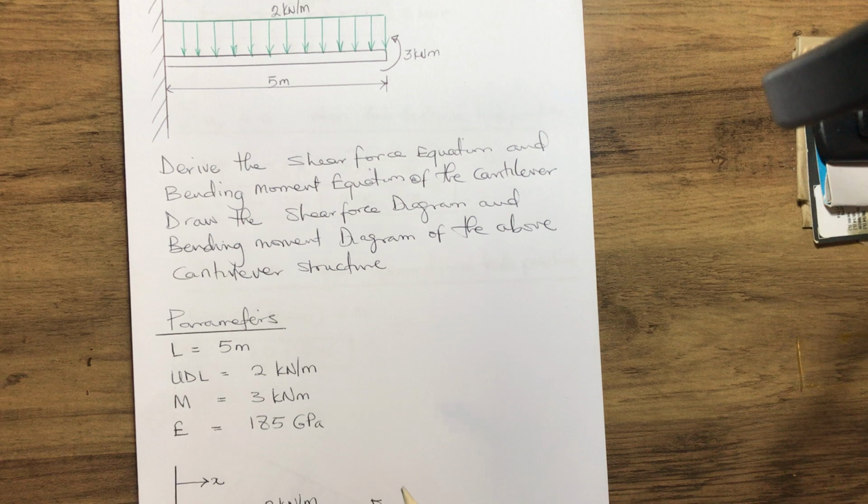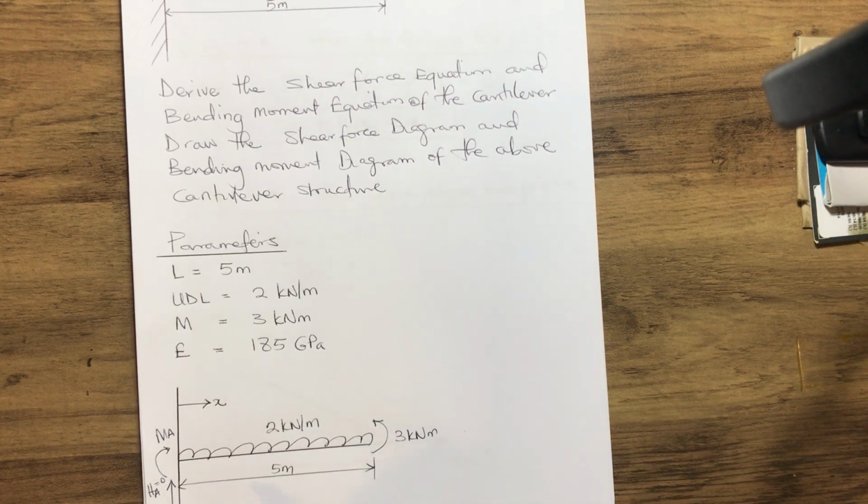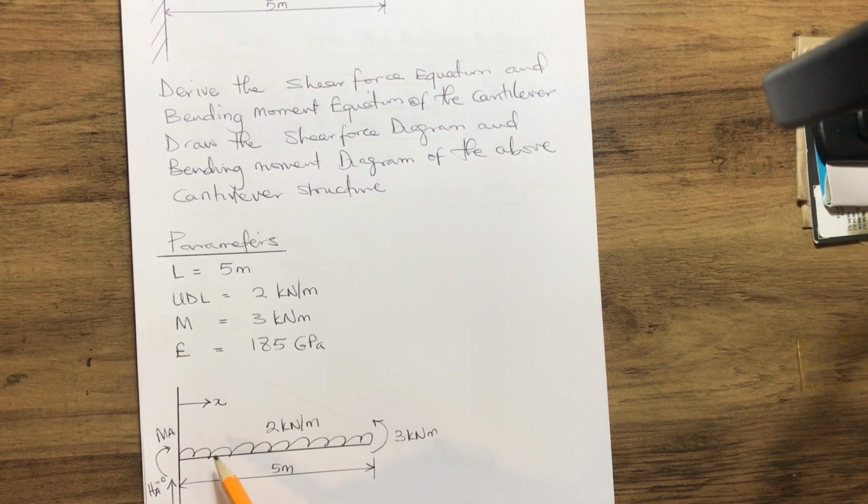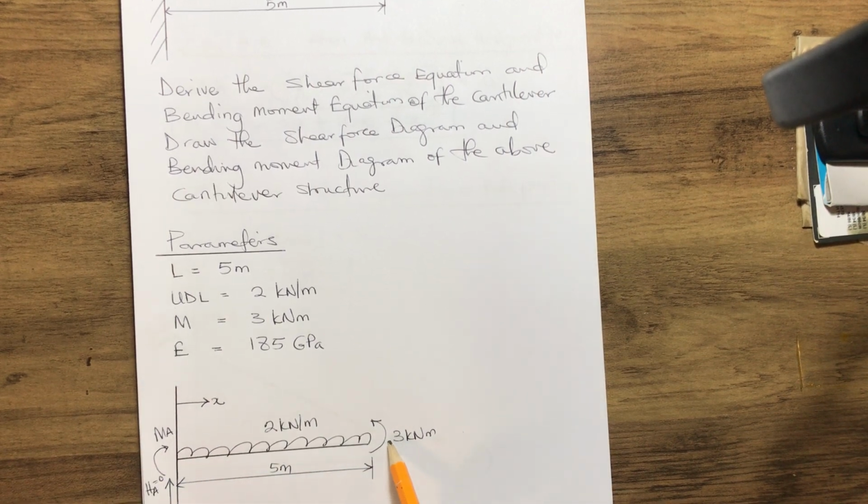Now, in order for us to find the shear force equation and the bending moment equation, first of all, we need to resolve the references on how to calculate the forces and the bending moment. Here we have the horizontal forces, which is 0. We have the bending moment reference pointing clockwise in this direction, and we have another one pointing anticlockwise here.